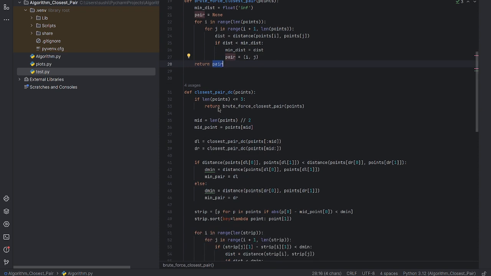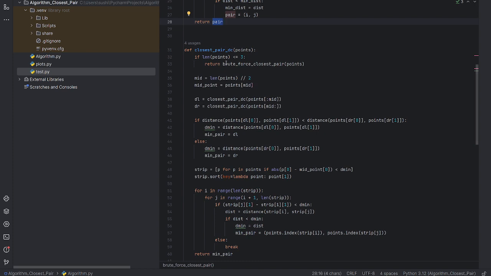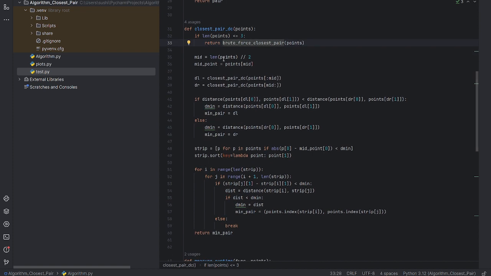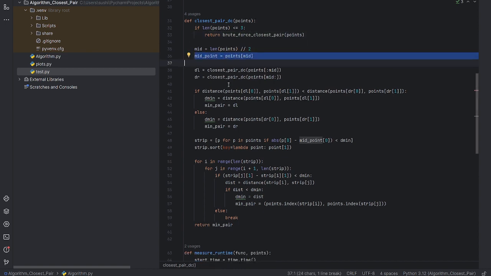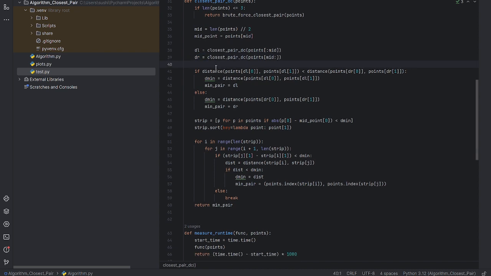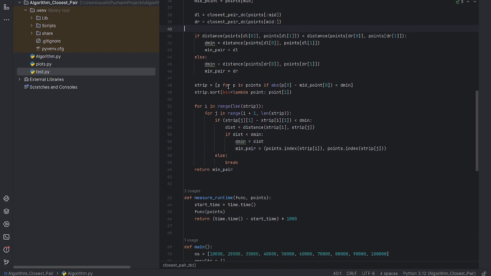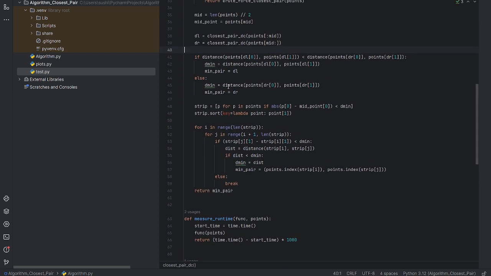The second approach is the divide and conquer approach. This function finds the closest pair using the divide and conquer approach. If the given points are fewer than 3, it follows the brute force algorithm. Else it divides the whole list of points into two halves, the left and the right, and then the midpoint is calculated. The function then calls itself recursively on the left half and the right half. After obtaining the closest pairs from both of the halves, it combines them and determines the minimum distance. This is why it is called divide and conquer.